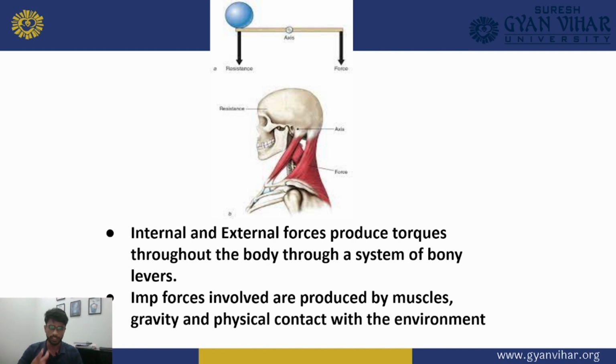You can see there is an example of a lever in which the fulcrum is the axis, force is produced by the extensor muscles, and resistance is given by the ball. In this example we can see the skull.